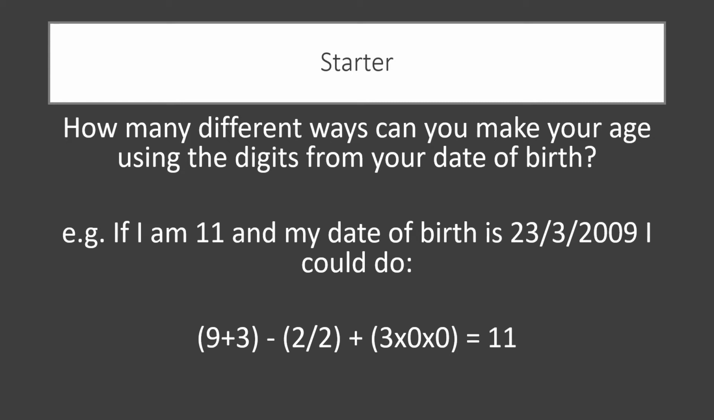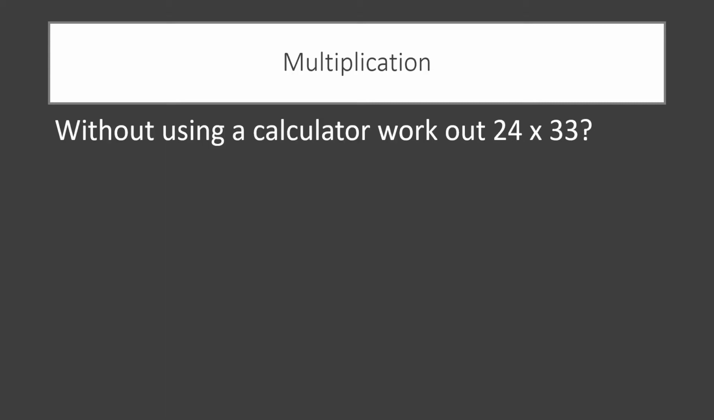What I want to look at today is different ways of multiplying. Now, already you should know how to multiply a couple of numbers together without using a calculator. So there's a question on the board for you. 24 times 33. Without using a calculator, can you please work that out for me? So pause the video and then come back when you've finished.